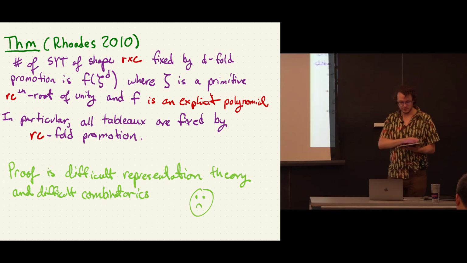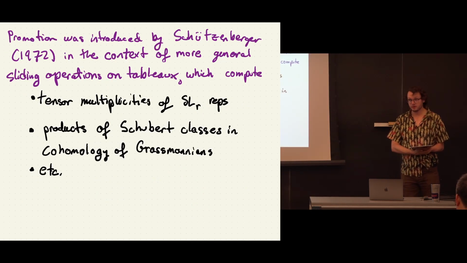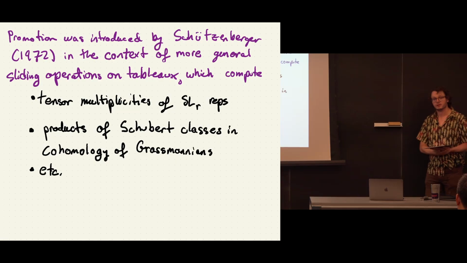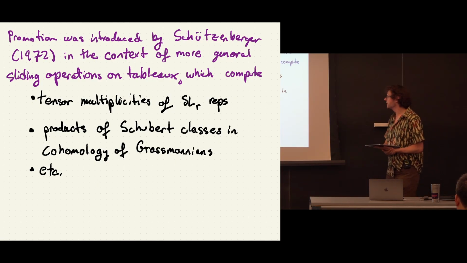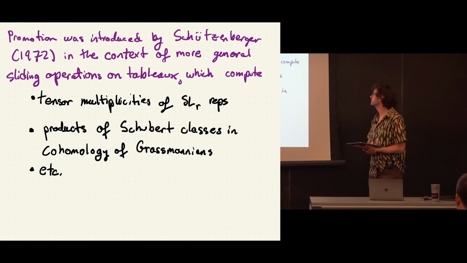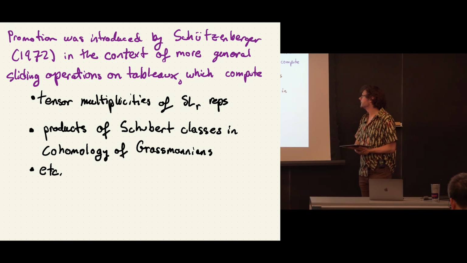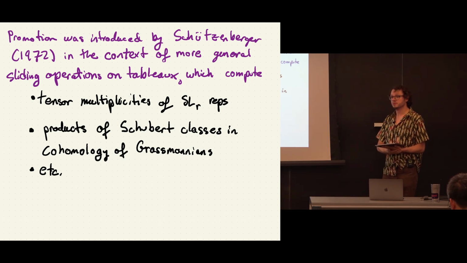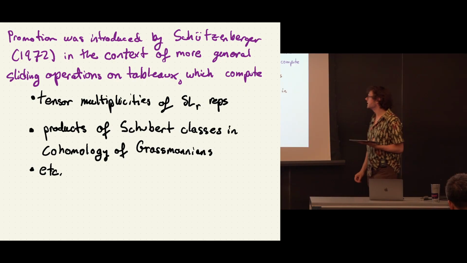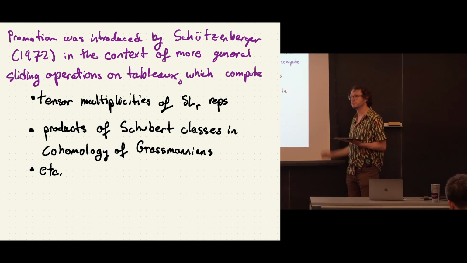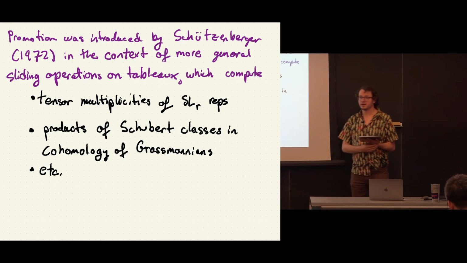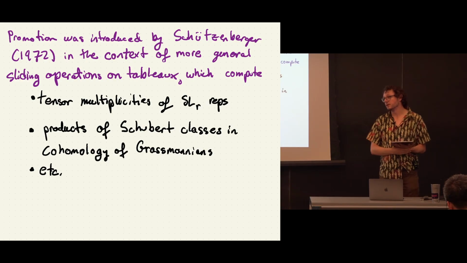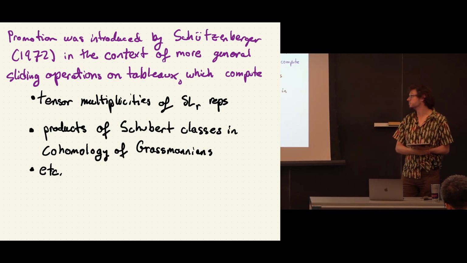So where does this come from? There's a large algebraic context for everything here. But this operation goes back to the 70s, to the works of Schützenberger. He's thinking not just about this promotion action where I delete the number 1 and shove things into the corner, but maybe I delete more things. I delete the 1, the 2, and the 3, and then I slide everything. And this kind of sliding operation is computing a lot of things that are important algebraically.